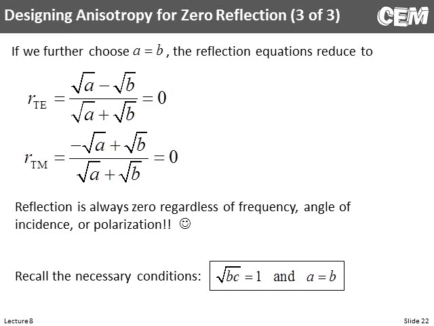Now what we're going to do, notice in the numerator of these equations we have essentially an A minus B and a B minus A. Well, if we choose A to equal B, then both of these equations go to 0. So in other words, we have no reflections for all cases. There's no angles in those equations anymore, frequency, material property, nothing. So we've ensured that our reflection will always be 0 for all polarizations, all frequencies, and all angle of incidences. How did we do that?